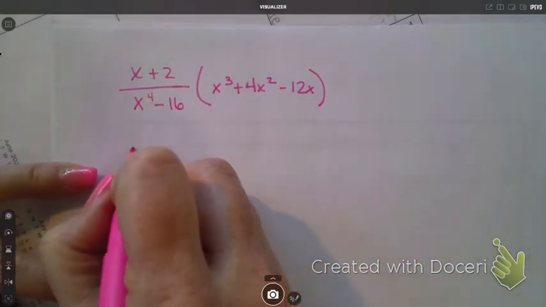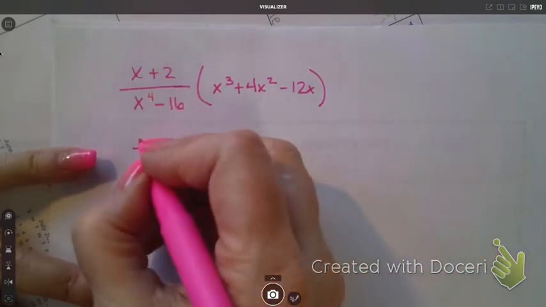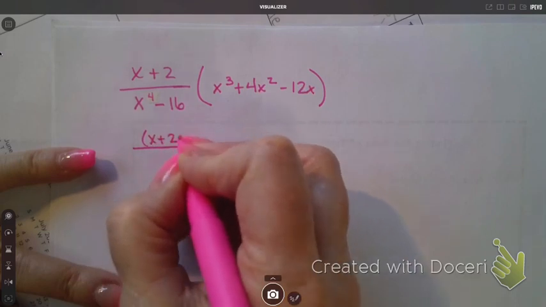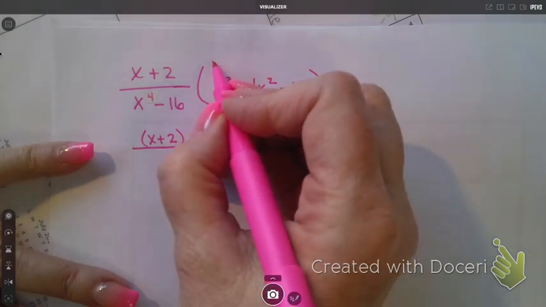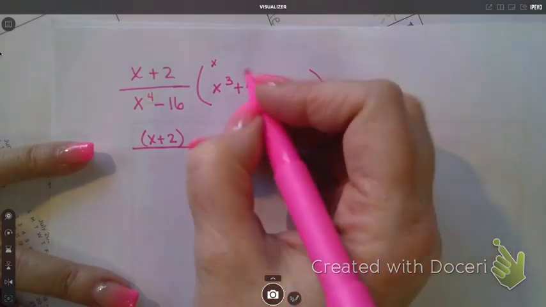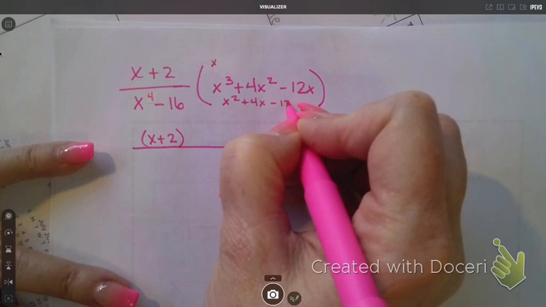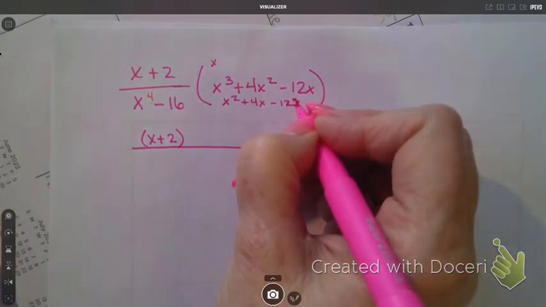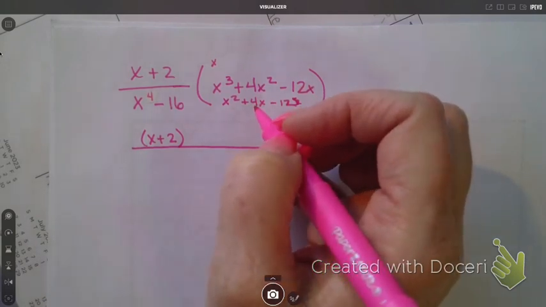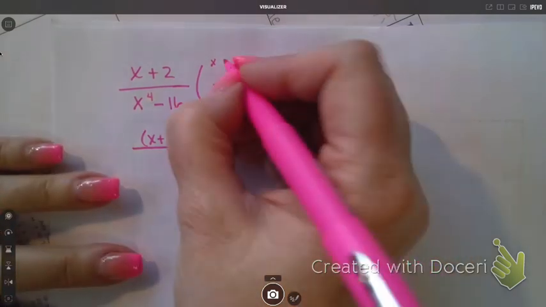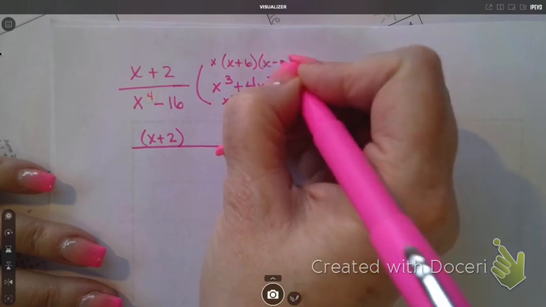Factor it. And I'm going to just make one big division bar. So I'm going to have x plus 2 as a factor, right? So then we're probably going to factor out an x, aren't we? Yeah. And so that would give me x squared plus 4x minus 12. What are the factors of 12 that have a difference of 4? 6 and 2. So we're going to have x plus 6 and x minus 2.